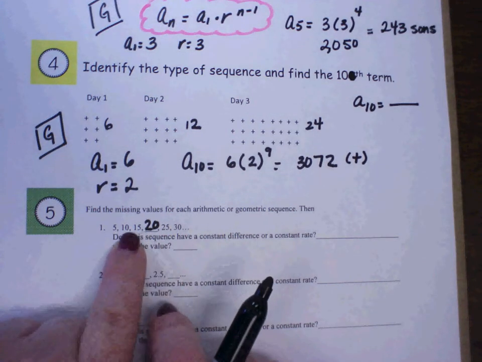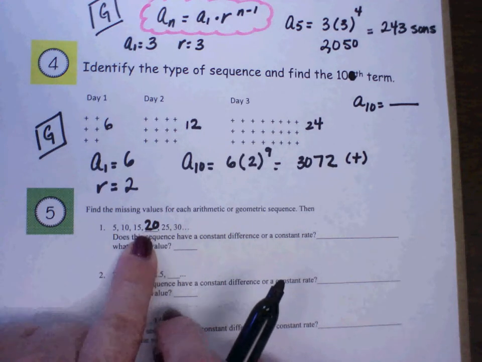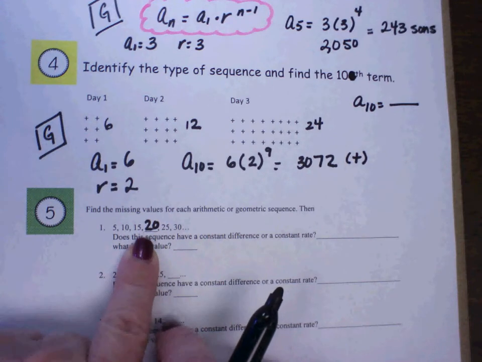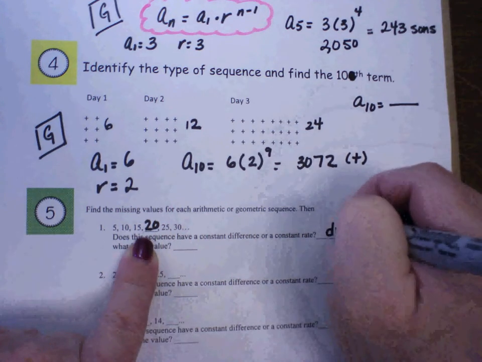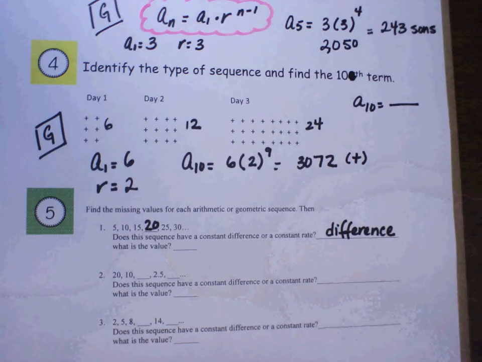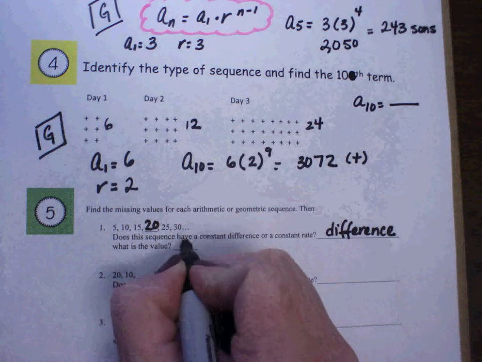So this is not a constant rate because you're not multiplying. You're adding 5. Do we understand that? So it's a constant difference. And what is the value of that constant difference? 5. All right.